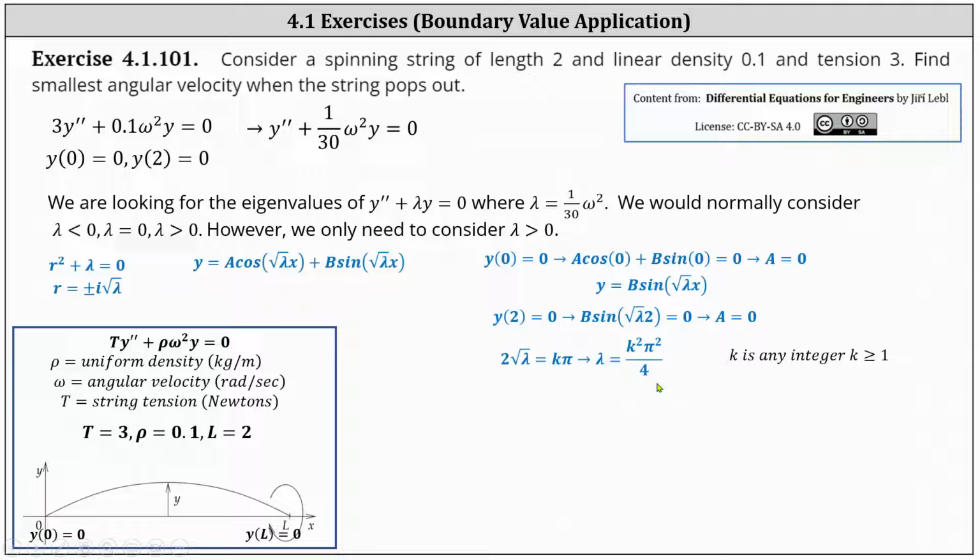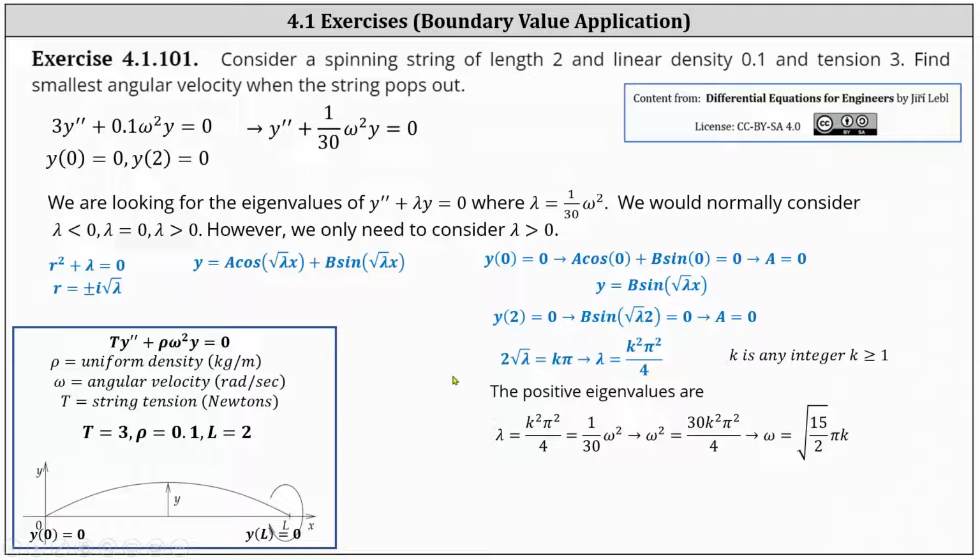But recall lambda is also equal to 1/30 omega squared. This indicates the positive eigenvalues are lambda = k squared pi squared divided by 4, which equals 1/30 omega squared. And because we're looking for the smallest angular velocity when the string pops out, we need to solve for omega. We do this by first multiplying both sides by 30, and then taking the square root of both sides, which gives us omega = square root of 15/2 times pi k.